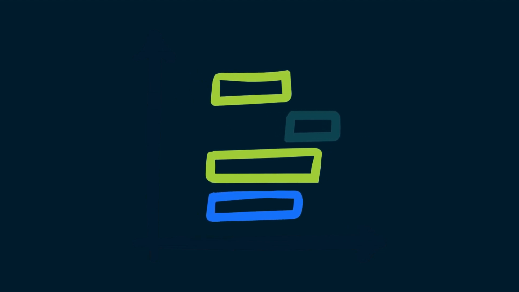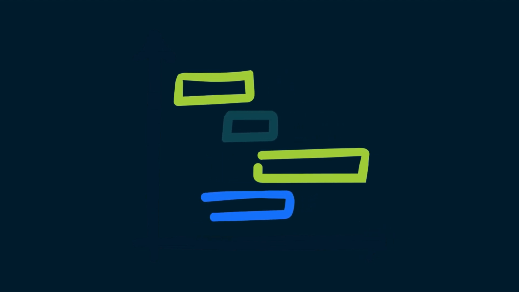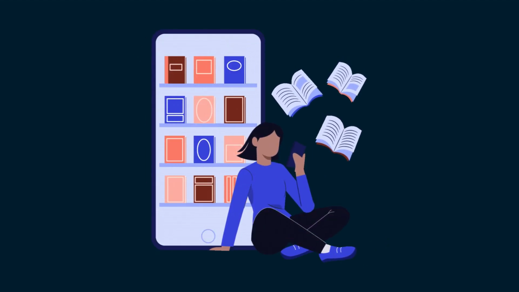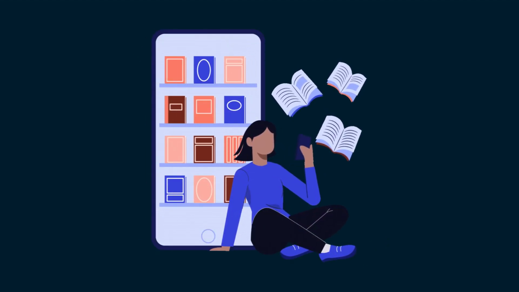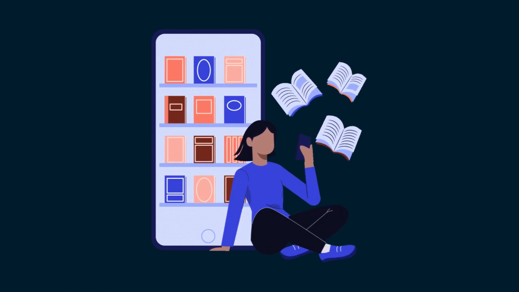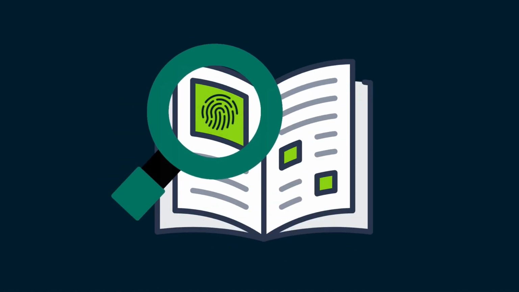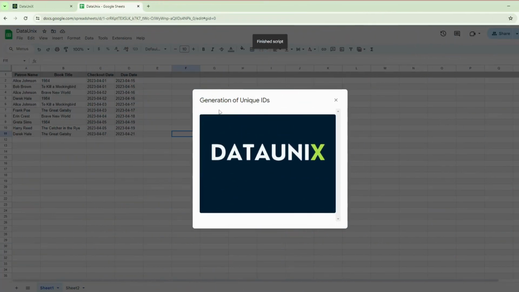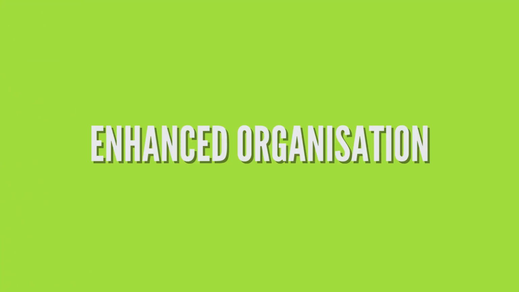Let's find out. Imagine a database without unique IDs. It's like trying to find a book in a library with no catalog system. You might eventually find what you're looking for, but it takes unnecessary time and effort. Unique IDs serve as your data catalog. Here are the key reasons to use unique IDs in your Google Sheets database.